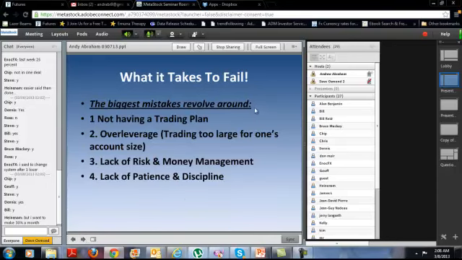What it takes to fail. The biggest mistakes revolve around not having a trading plan. Over-leveraging. That means risking too much money on a trade.